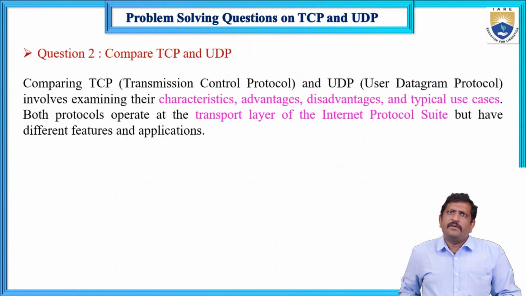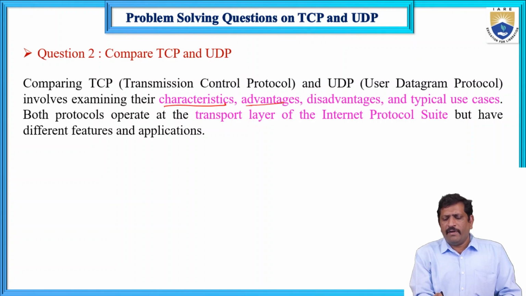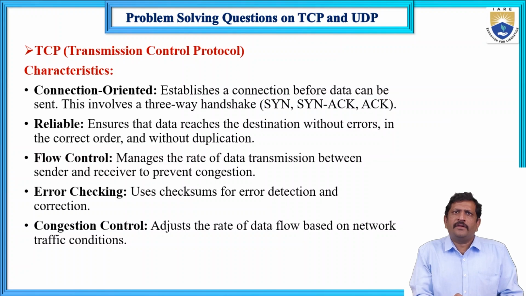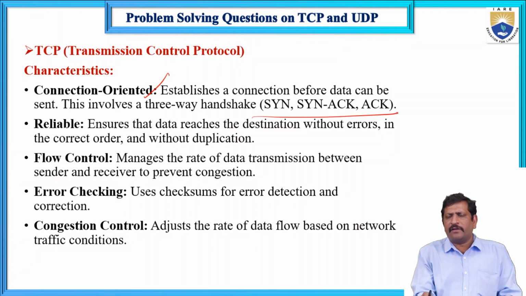The second question is to compare TCP and UDP. Generally we can compare these protocols in terms of characteristics, advantages, disadvantages, and typical use cases in the transport layer of the internet protocol suite. Here, TCP is the Transmission Control Protocol. Its characteristics: it is a connection-oriented protocol, which establishes the connection by using the three-way handshake, that is SYN, SYN-ACK and ACK.